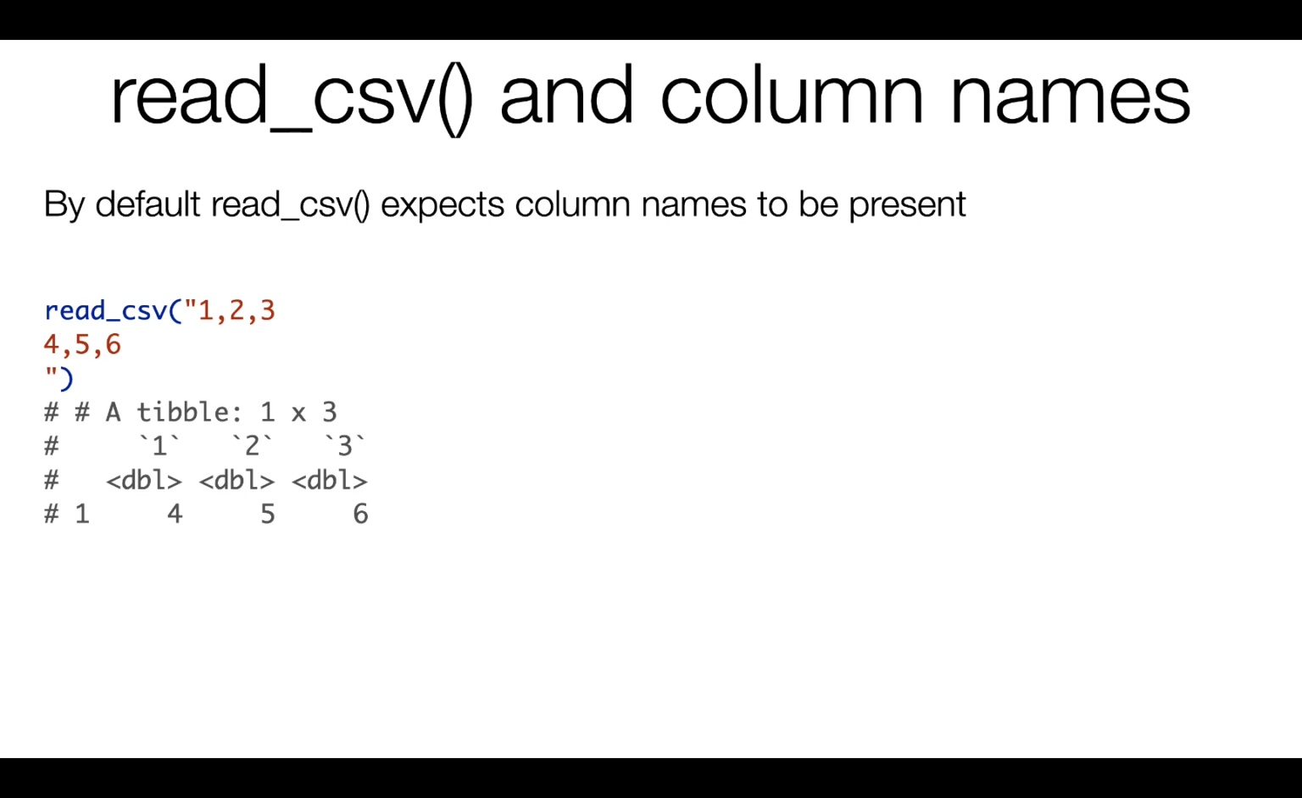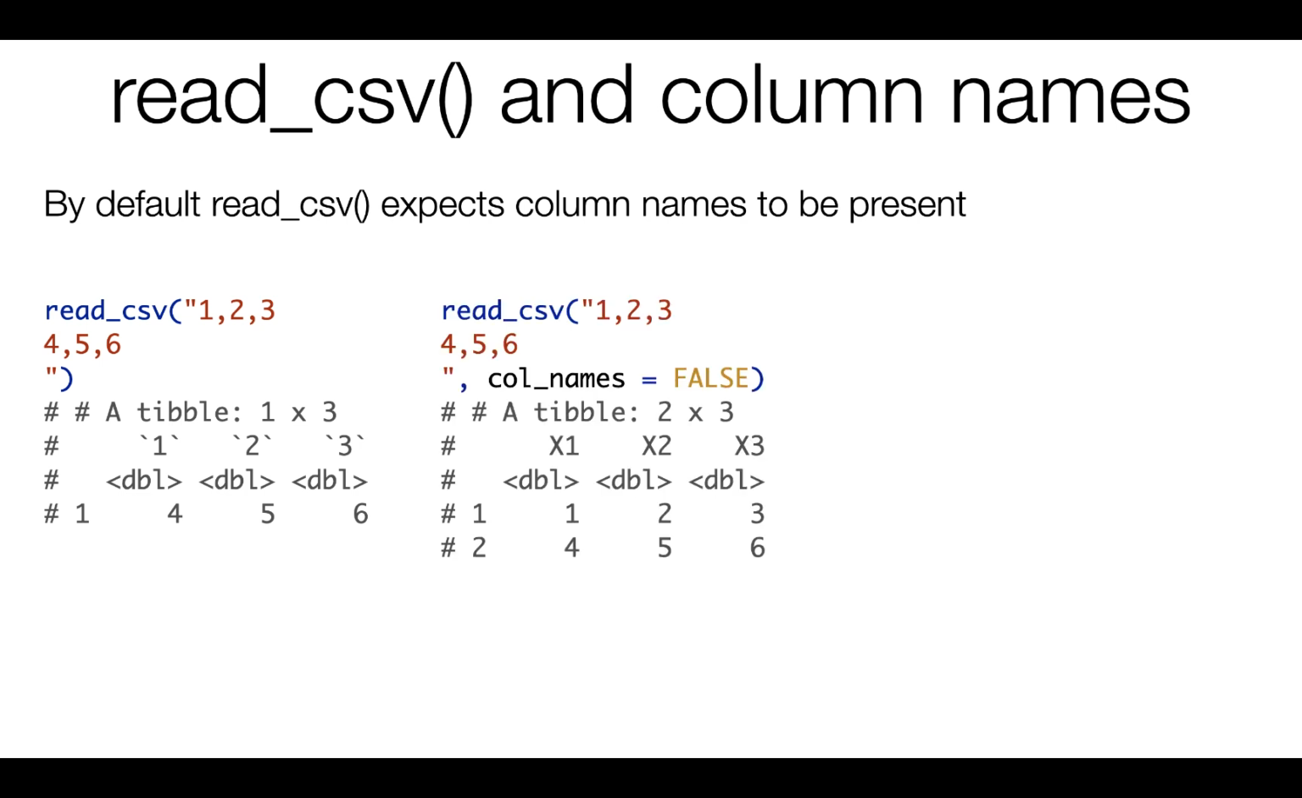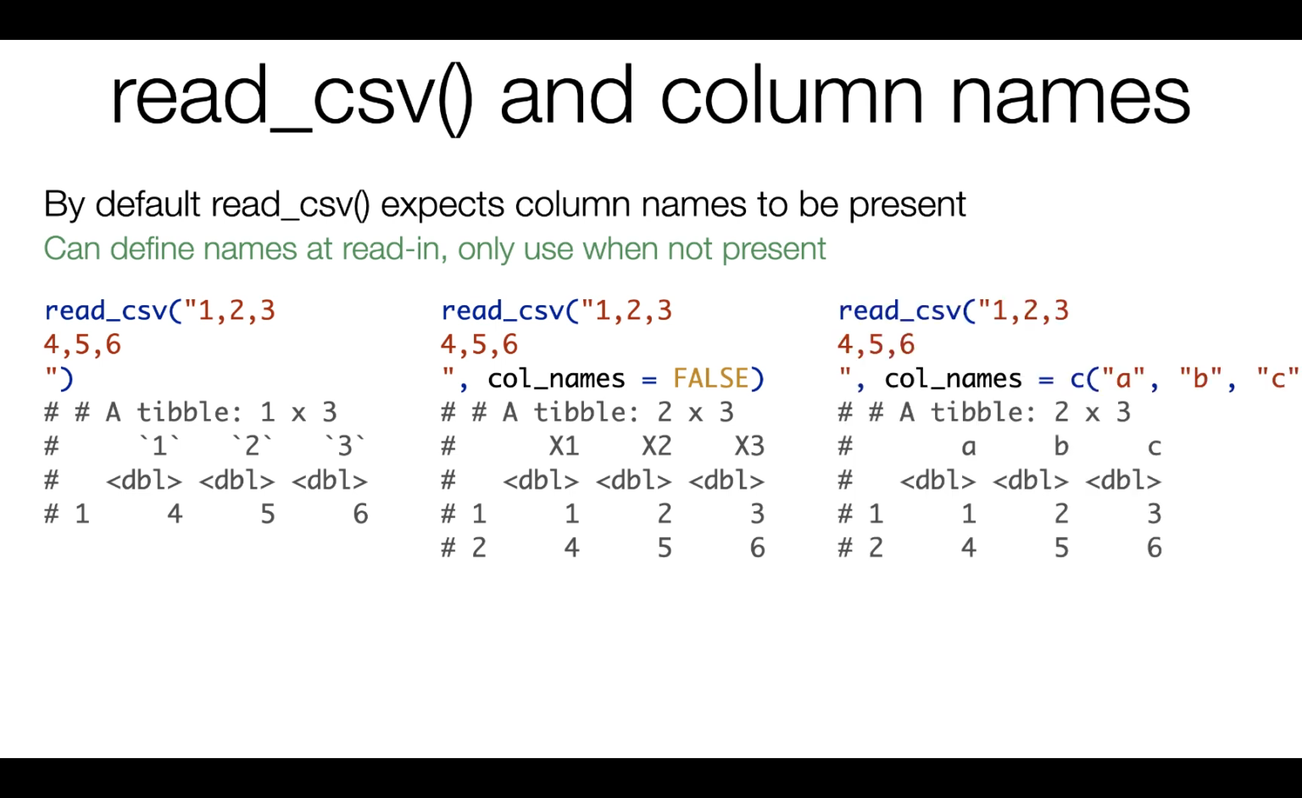If you want to specify that no column names come with that particular file, you just say col_names equals FALSE, and then it will actually create names for you. So here, X1 through X3, or however many columns that you have. You can also define names at read-in, and you should only use this when the column names are not actually present. You would not use this to overwrite column names that are there. We have different ways to deal with that, and we'll see that later. To do this, you'll use the col_names argument again, but this time you give it a character vector.